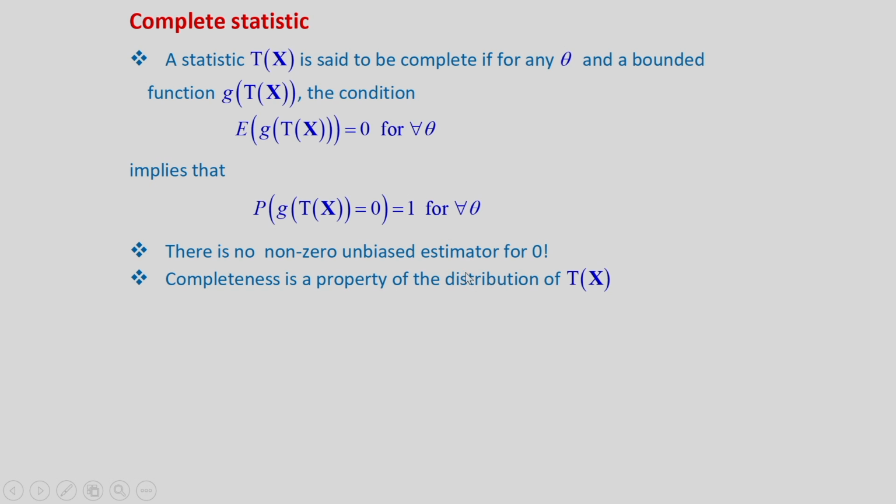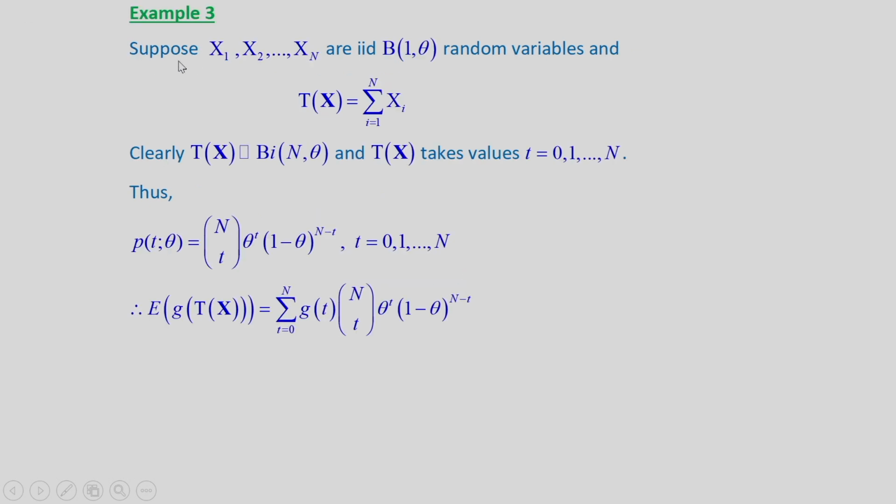We will give one example. Suppose Xi is our IID Bernoulli random variable. This is the symbol for a Bernoulli random variable; it is like binomial with n equal to 1. That is why we are writing B(1, theta). And parameter theta is the probability parameter, and Tx is equal to the summation of Xi, i equal to 1 to n.